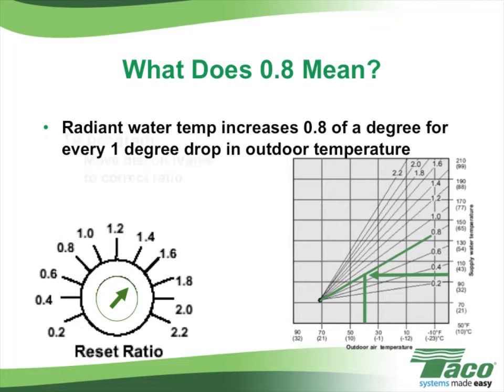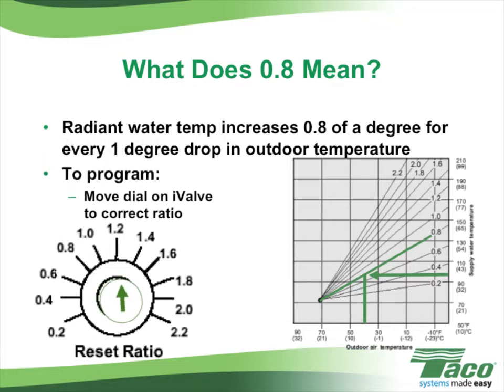And programming the iValve is very, very simple. Once we know the ratio, all you have to do is adjust the dial on the control so that the head of the arrow points to the desired reset ratio.